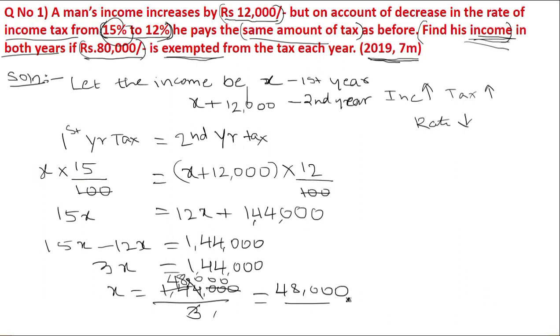Correct. So what is x? X is nothing but the income for the first year. Correct. So first year income, how much are we getting? First year.